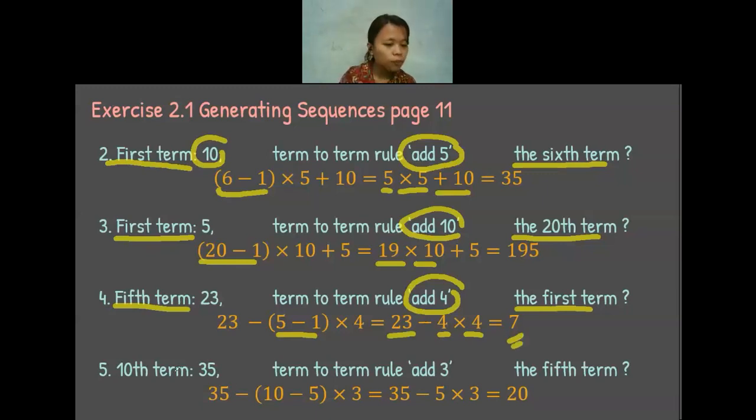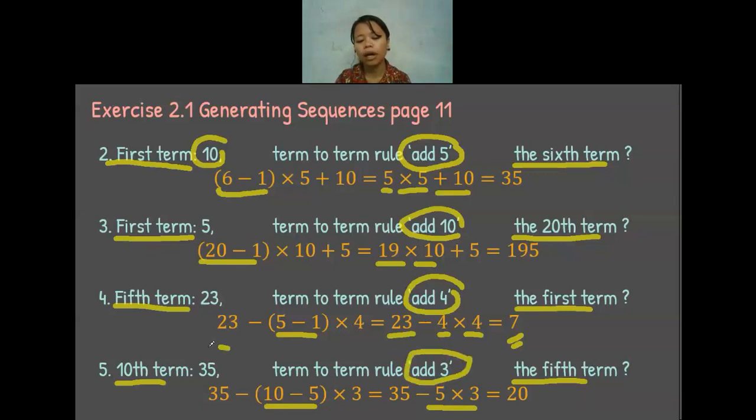For question 5, we have the 10th term and we have to find the 5th term. Same, we find the difference between 10 and 5. The difference is 5. After that, we multiply it by the term-to-term rule given, which is 3. So we multiply 5 by 3. Because we want to find the earlier term, we do subtraction. The given one is 35. So 35 minus 15 is equal to 20.